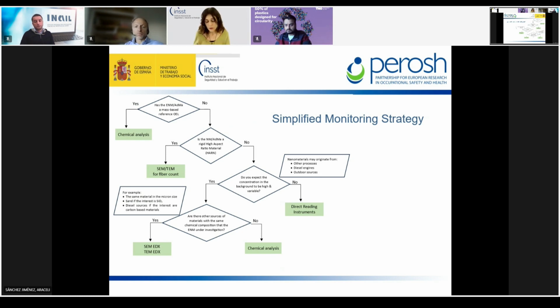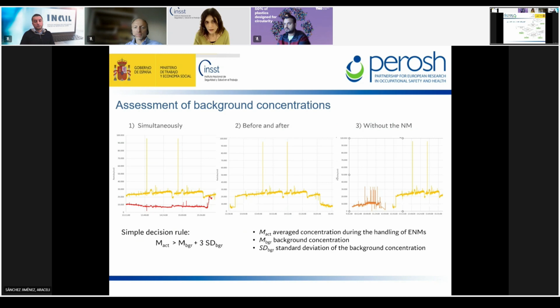All of this taken into account that both could be carcinogens, and maybe it's actually worth measuring the full concentration of elemental carbon. But in here, we are just focusing on the exposure to the engineered nanomaterial. And then we are going to introduce guidelines or guidance on how to assess the background.